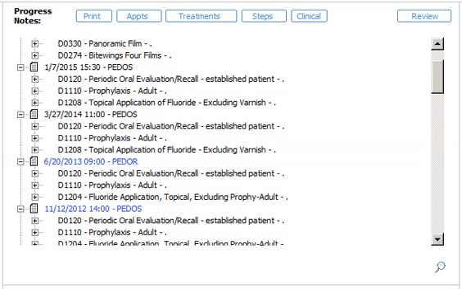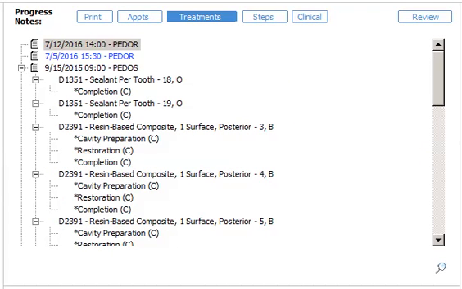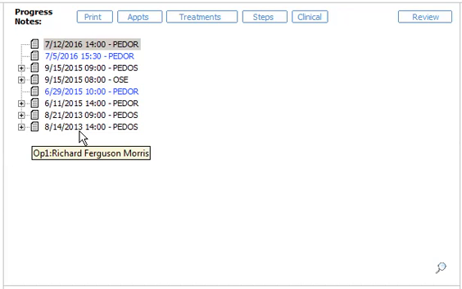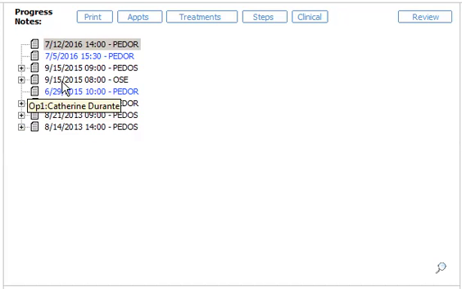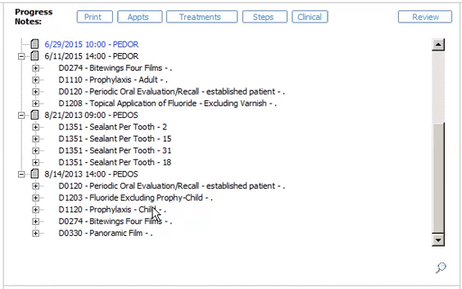For a final example, we'll look at a patient that was a patient of record since 2013, has come then again in 2015, and now is returning in 2016. What kind of treatment? Well, they had a cleaning, they had preventive care, and again had a cleaning. So this would be a patient that would have been a patient of record since 2013 and has received preventive care on an irregular basis.